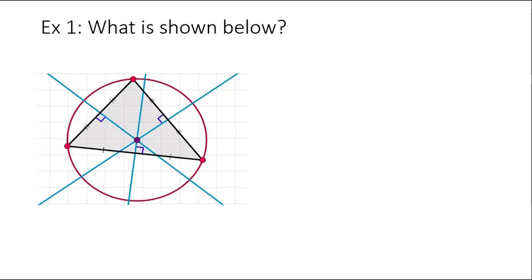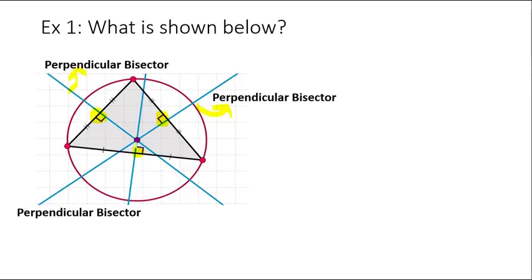So here it's asking you what is shown below. If you notice all the items they give you here, you notice right away these 90-degree angles with these segments. Right away when you notice 90 degrees, you know there's a perpendicular bisector. So this is a perpendicular bisector. This is another perpendicular bisector. And this is another perpendicular bisector.